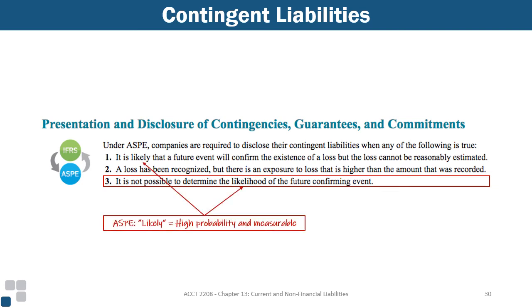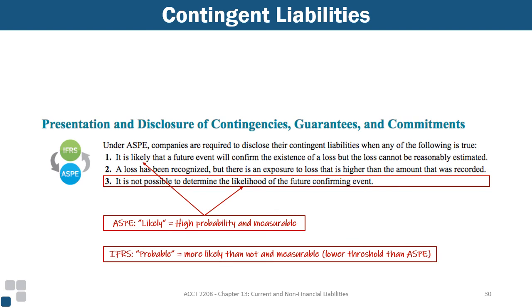So when I was saying before, ASPE, the word likely basically means there's a high probability and it's measurable, right? So we can kind of estimate what it is. Now, IFRS doesn't use the word likely, they use the word probable. And basically probable means more likely than not. It's a weird term, it is what it is, but it's more likely than not. So there's a chance, there's a good chance, and it's measurable, but the threshold is lower than that of ASPE. So basically, ASPE likely, IFRS probable, and that's pretty much there is to contingent liabilities.